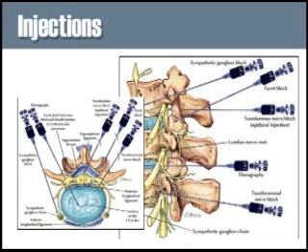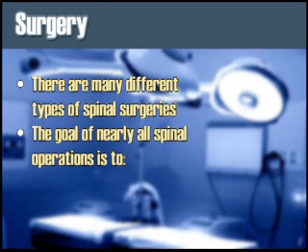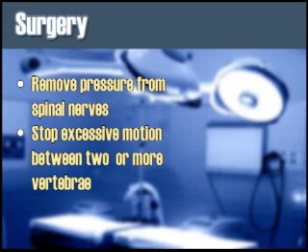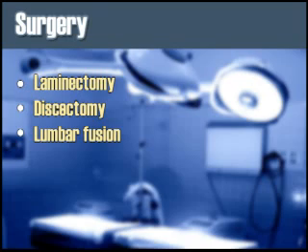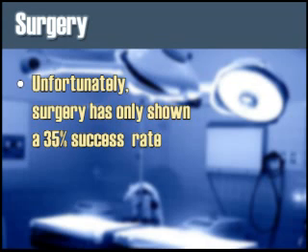There are many different types of spinal surgeries. The goal of nearly all the operations is to remove pressure from the spinal nerve and to stop excessive motion between two or more vertebrae. The type of surgery really depends on the patient's condition and age, and a few of the most frequently administered surgeries are laminectomies, where they'll remove part of the bone, or a discectomy, where they'll remove part of the disc that's pushed out from where it's supposed to be, or lumbar fusion, where they'll fuse together two or more of the vertebrae so they're not moving at all the way they're supposed to. Unfortunately, though, surgery has only shown a 35% success rate.